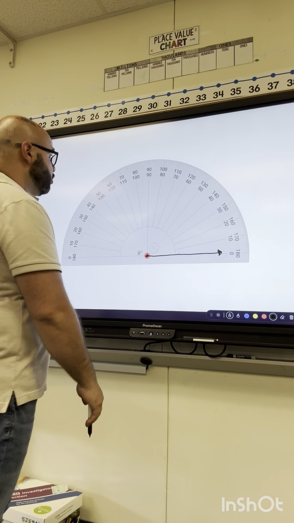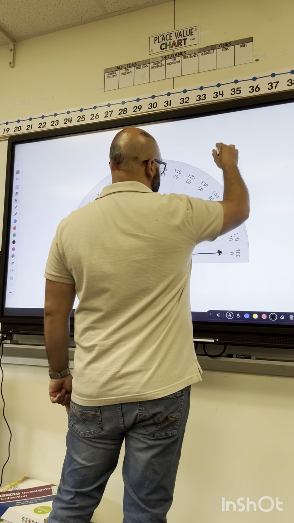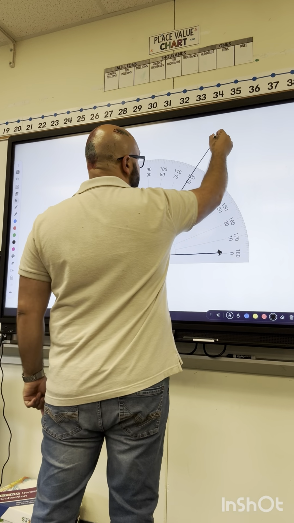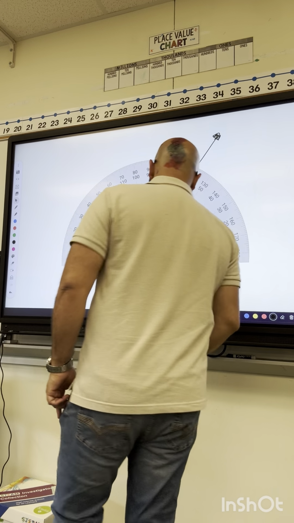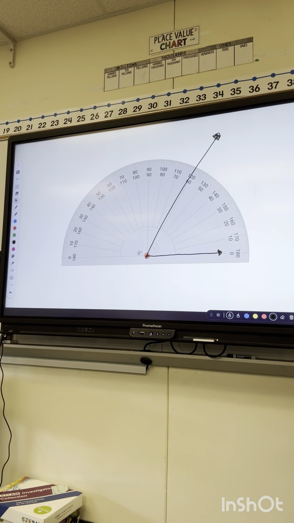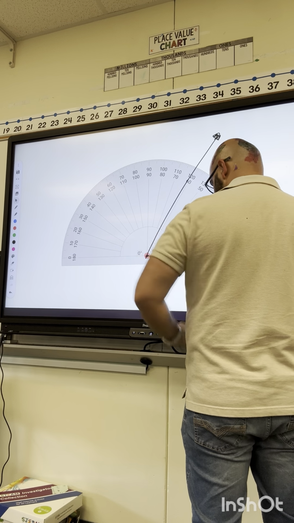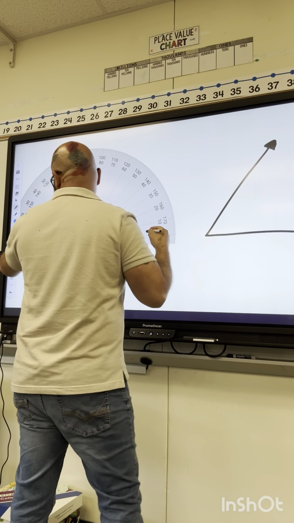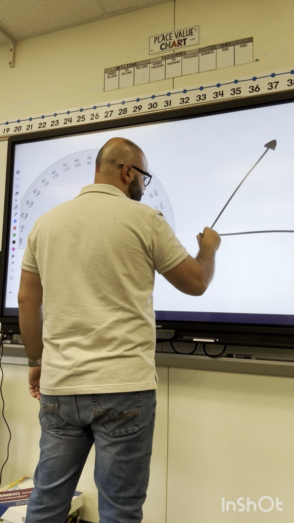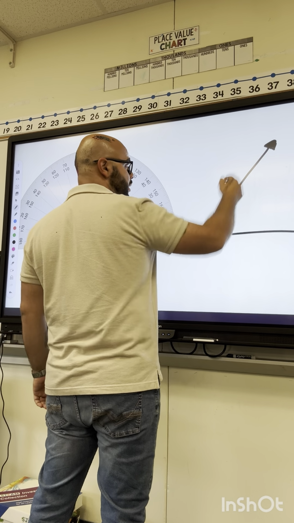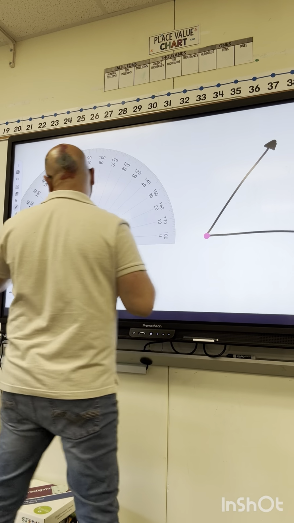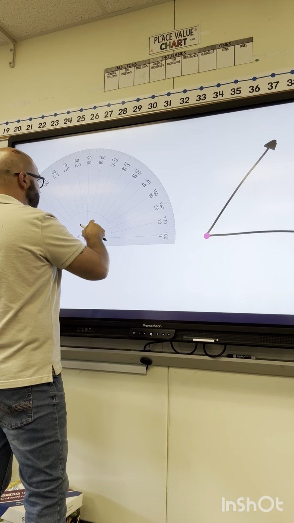And let's say I want to measure this angle here, okay? Let's say I want to measure this angle. So what you're gonna do is line up your protractor to that vertex. Now, let's say I have my vertex here, this is my baseline, and this is my ray that's gonna determine what angle I am looking at.